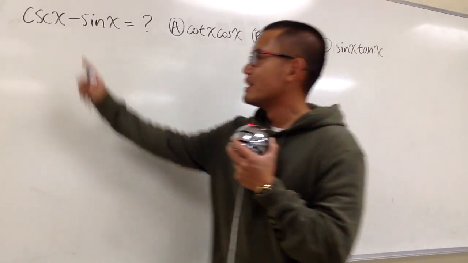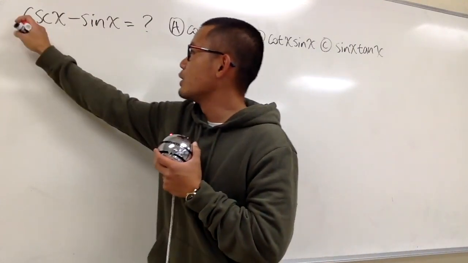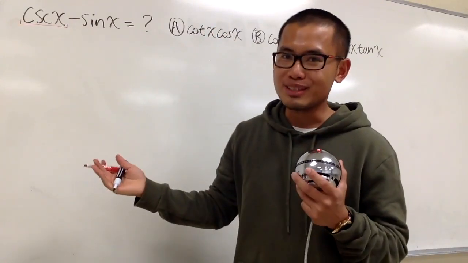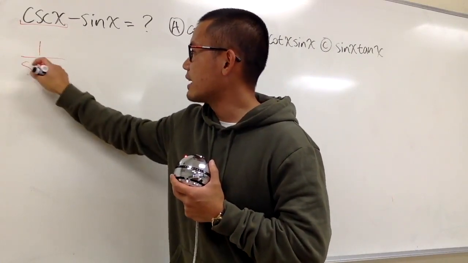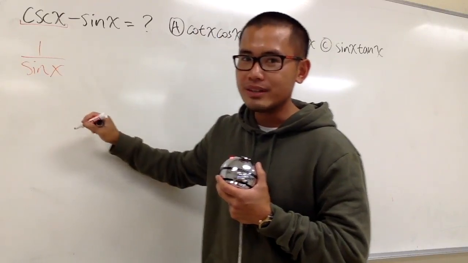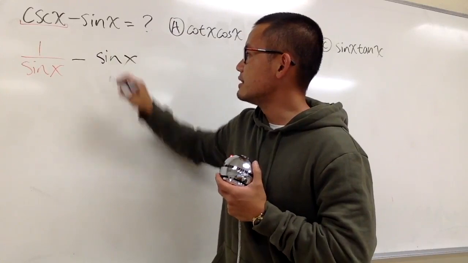Okay, here we have cosecant x minus sine x is equal to what? Well, we notice that we have the cosecant x. Let's write that as what? This is the same as 1 over sine x, isn't it? And then we'll continue. We have the minus, and then we have this sine x, isn't it?